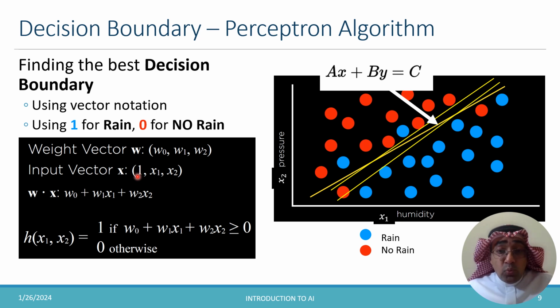So we wanted to find some weights, multiply those weights with the input that we have, and compare the result to 0. If it's on the line or above it, we want it to be classified as 1, which is rain, and otherwise it's going to be classified as 0. So this is how we mathematically represent and break down the problem that we had.